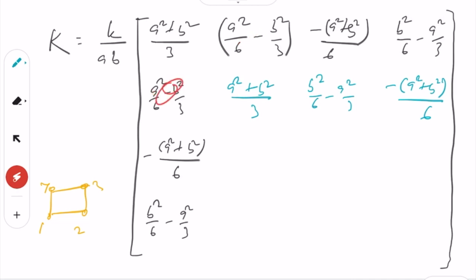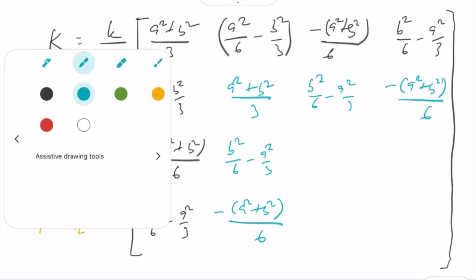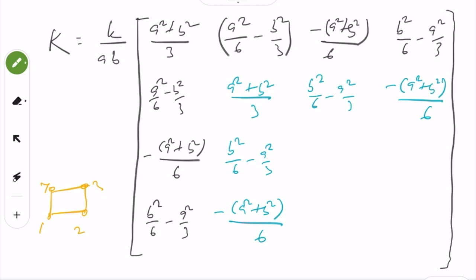Okay, so this one is coming from here, this one from here, this one from here, this one from here. And since this is symmetric, this value will go here also. So we write here b square over 6 minus a square over 3, then minus a square plus b square over 6. Now here we will have the same value as this one, so we write the same thing.